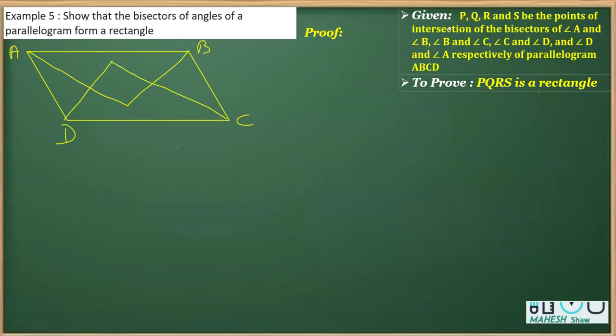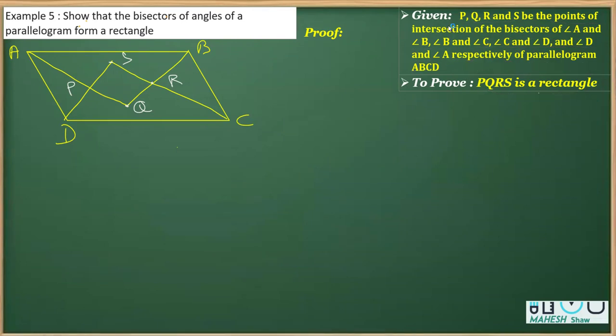So let's say the points of intersection of these bisectors, starting from here, are P, this being Q, this as R, and this is S. We need to prove this figure a rectangle. So this is what you will write in the given: PQRS are the points of intersection of the internal or interior angle bisectors of ABCD. And then we need to prove that this quadrilateral so formed by the bisectors is a rectangle.